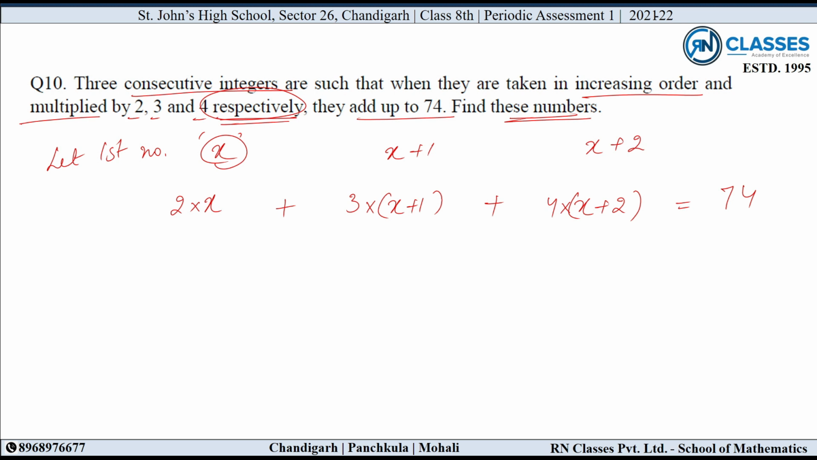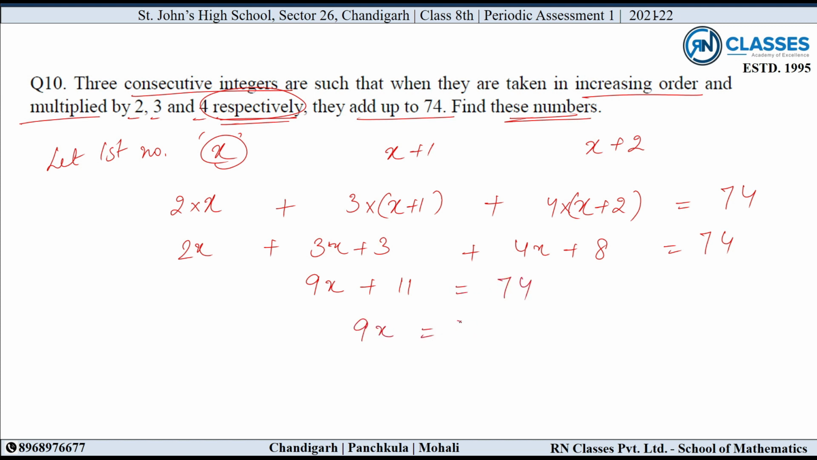This is a linear equation in one variable, meaning x on the left hand side and all the numbers on the right hand side to solve the equation. This comes out to be 2x. Use the distributive property over here: 3x plus 3, 3 into x plus 3 into 1. Of course, you can do that. 4x plus 4 into 8 is equal to 74. Oh, 4x plus 2x, 6x plus 3x, 9x. Plus 11 gives you 74.